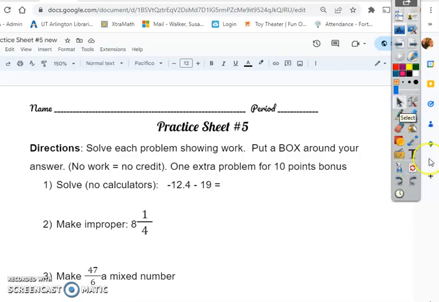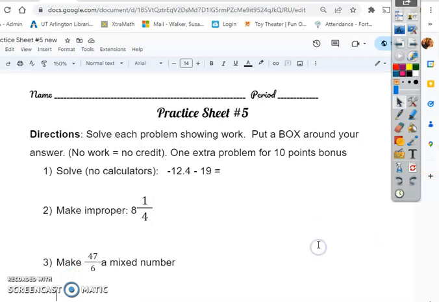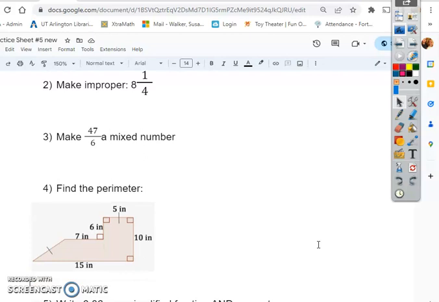Number 2 says make improper. So make improper is super easy. We just do Texas, like TX. That means multiply and add. So you're going to multiply 4 times 8 plus 1, and that goes on top. 4 times 8 plus 1. If you don't know, list it to the side. And the bottom number stays a 4.